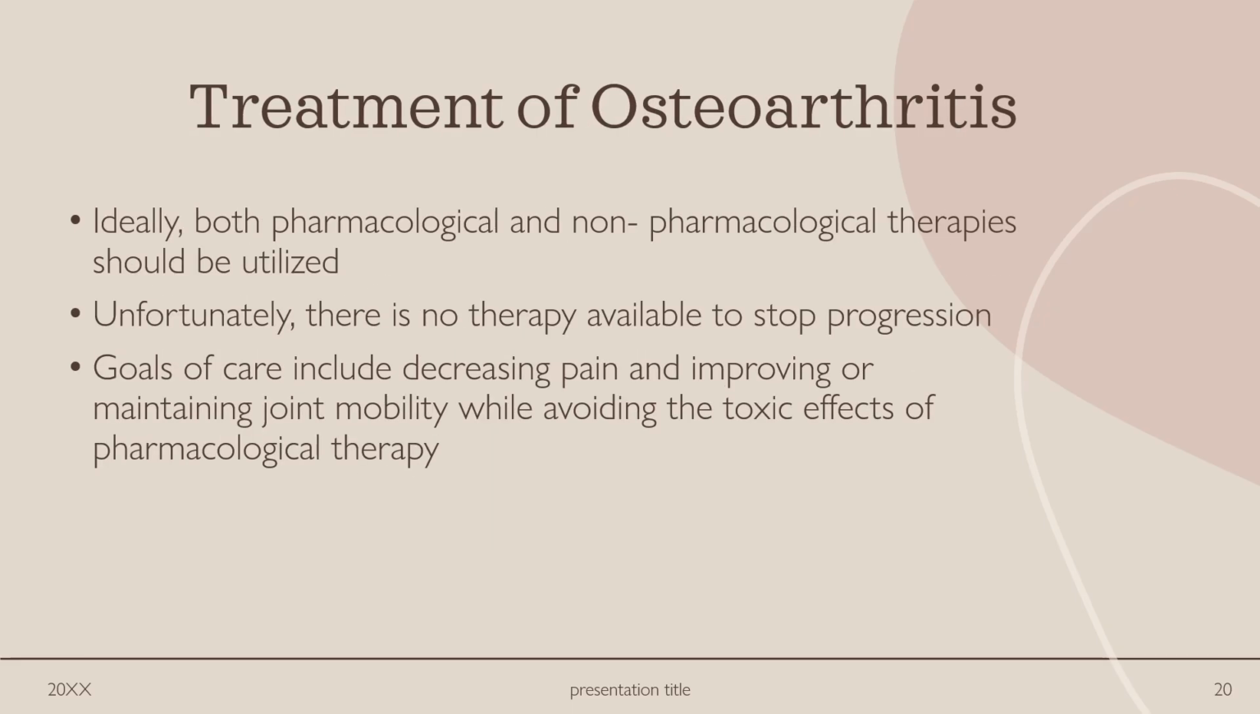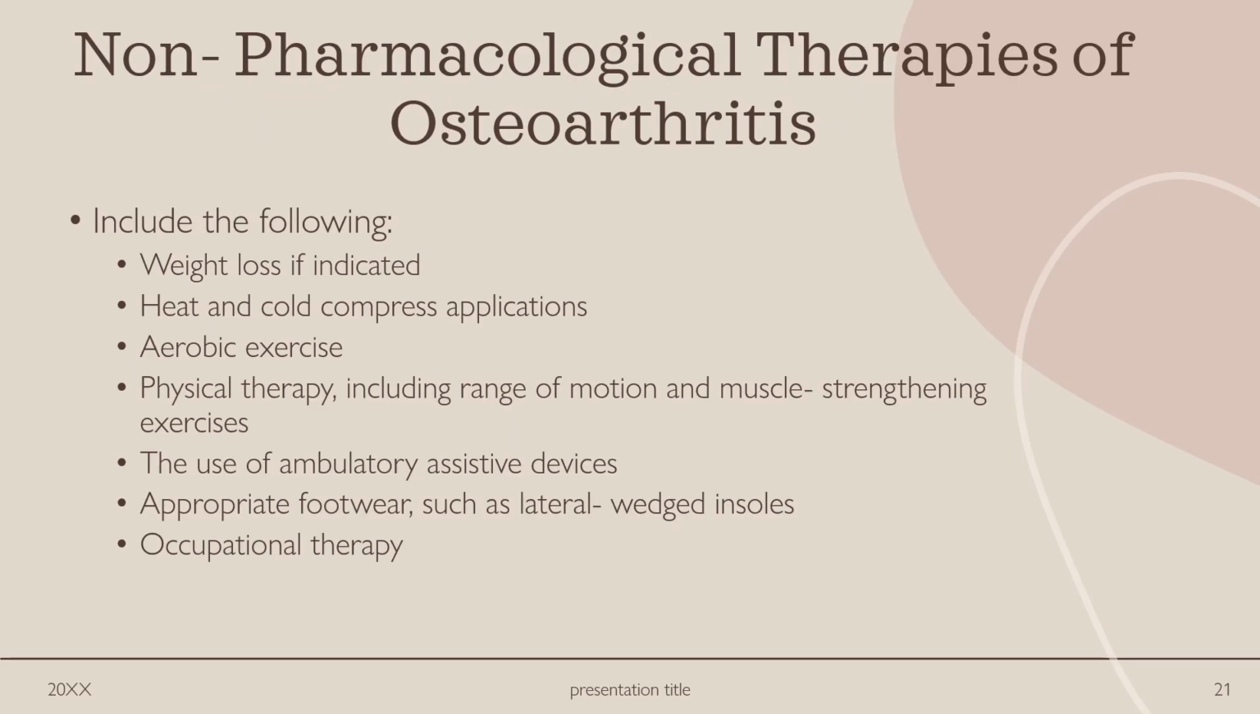The treatment of osteoarthritis, ideally both pharmacological and non-pharmacological therapies should be utilized. And then, unfortunately, right now, there is no therapy that is available to stop the progression of osteoarthritis. So, the goal of care would be to include decreasing the pain and then improving or maintaining the joint mobility while avoiding the toxic effects of pharmacological therapy because the medications that we're going to talk about can be quite toxic to the body. So let's talk first about non-pharmacological therapies.